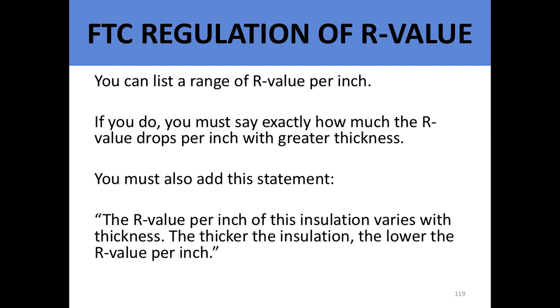You can list a range of R values per inch. If you do, you must say exactly how much the R value drops per inch with greater thickness. You also have to add the statement, the R value per inch of this insulation varies with thickness. The thicker the insulation, the lower the R value per inch.